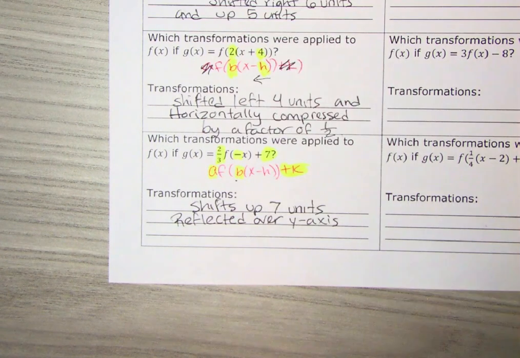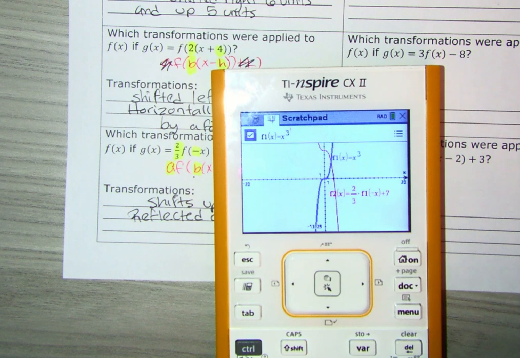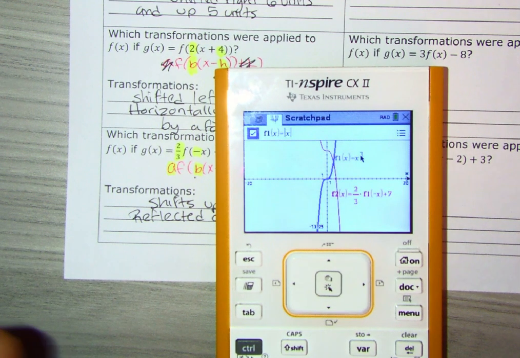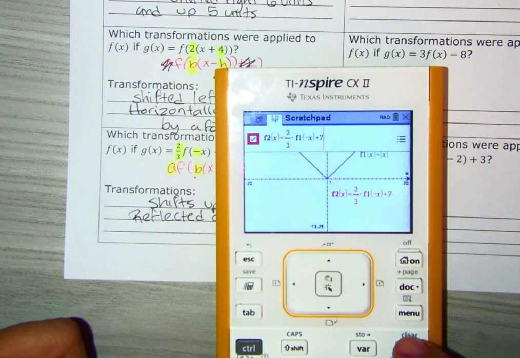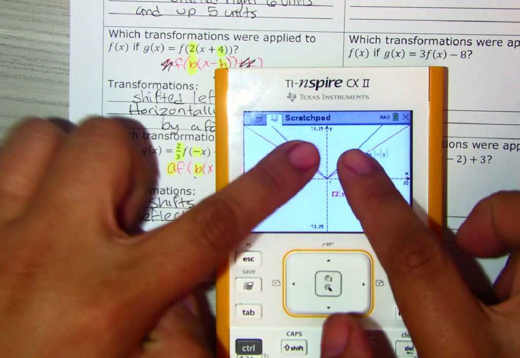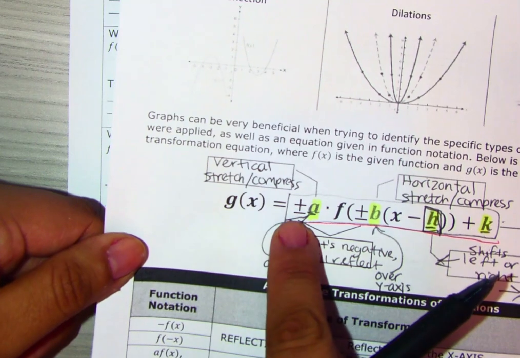And then the last part is describing what that 2/3 does. So I'm going to switch back to absolute value. And then what I'm going to do now is on the red one, delete the 7, because I already know it shifted up 7. And I'm going to delete that negative because I already know it reflected over the y. And now I press enter, and this is what the 2/3 does. It definitely makes the blue graph become wider, which means now I have to describe that with the word vertically because A is the one that's affected, so vertically.